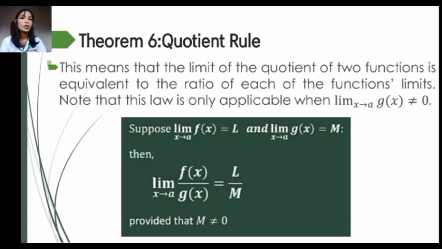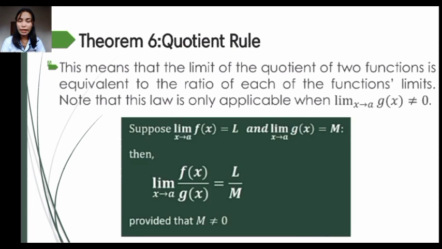So suppose we have the limit of f of x as x approaches a equal to L, and the limit of g of x as x approaches a equals m. If we use the quotient rule, then it will look like this: the limit of f of x over g of x as x approaches a is equal to L over m, provided that m, our denominator, is not equal to 0.